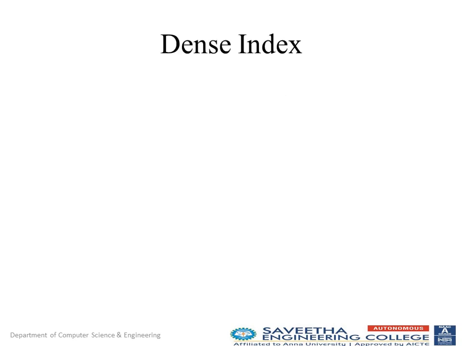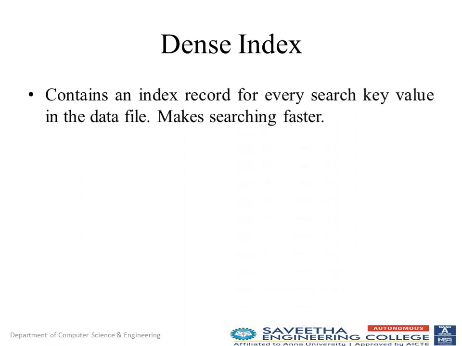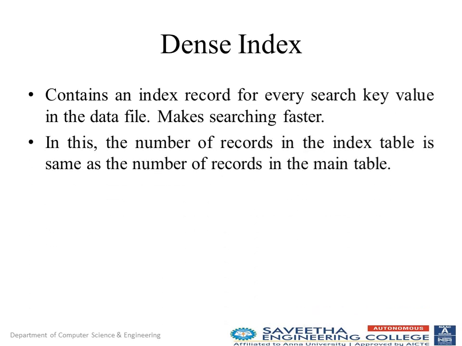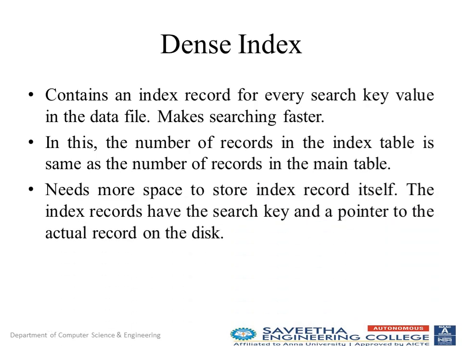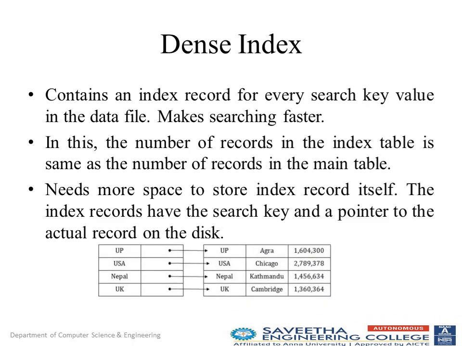Now we are going to discuss the dense index. It contains a record for every search key value in the data file. In this, the number of records in the index table is the same as the number of records in the main table. It needs more space so that it can store the index also. For example, the index table has the keyword UP, and the same value is there in the main table also, UP, like USA, Nepal will be there. This is the dense index.